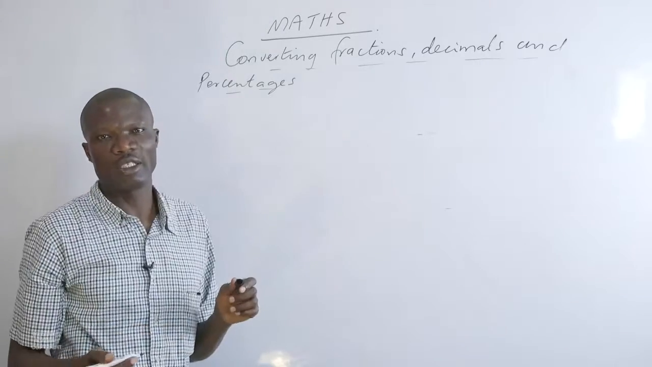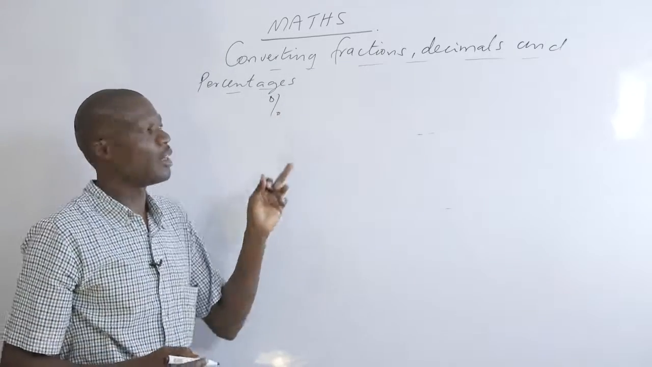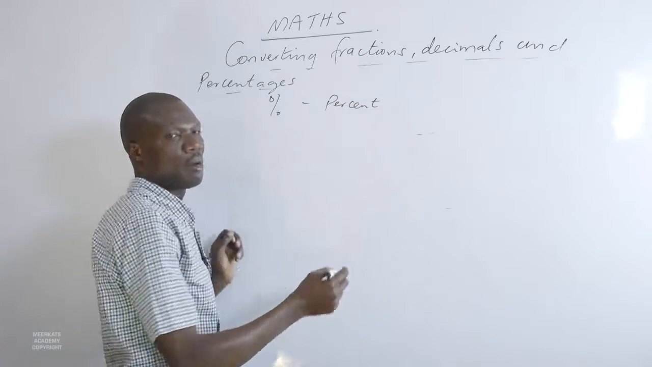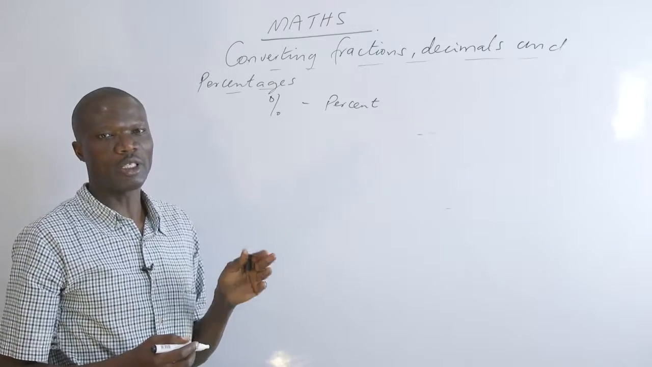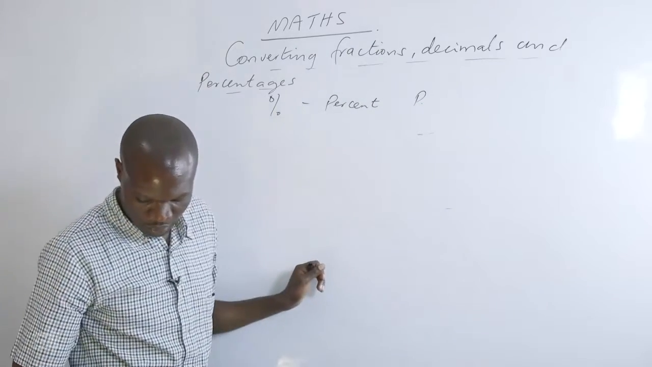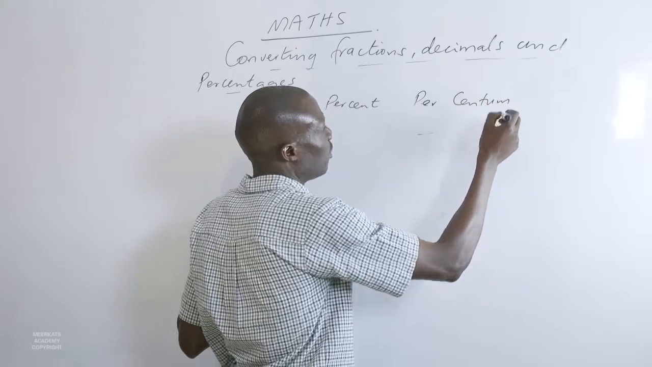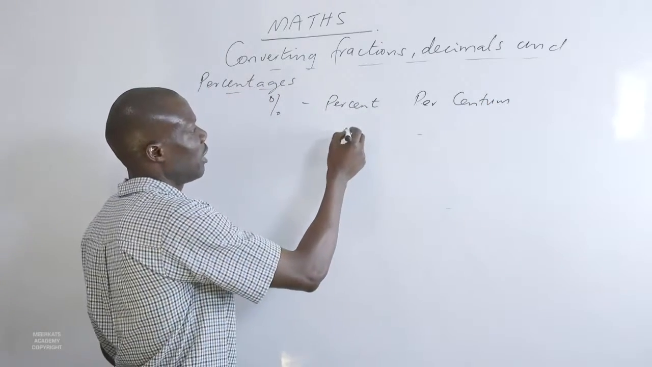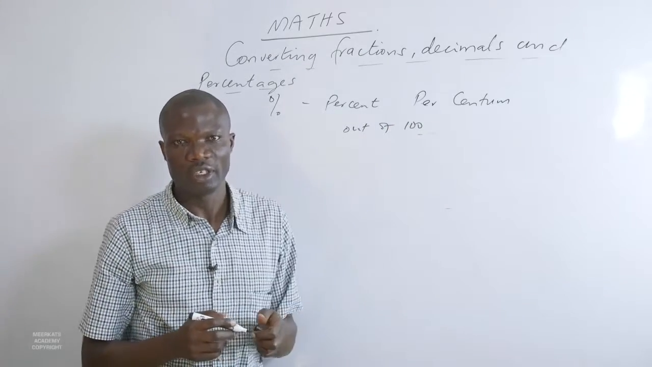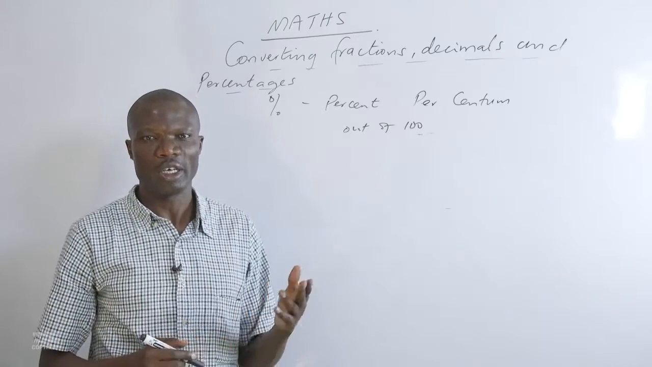The word percentage is represented by this symbol, which looks like that. This symbol simply means percent. And percent comes from the Latin word percentum, which used to mean out of 100. So that is where the origin of percentage came from.